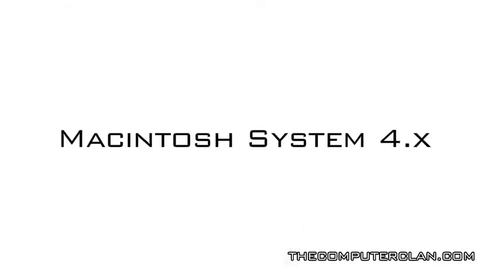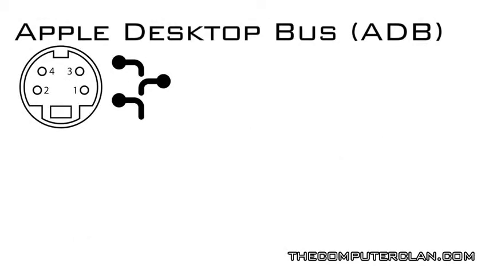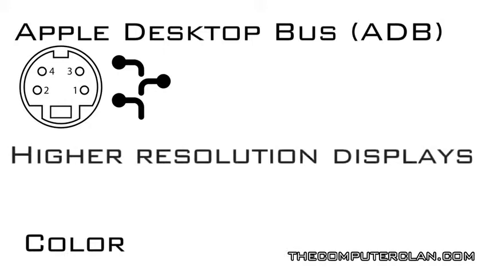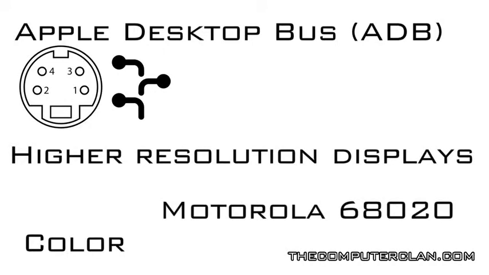Macintosh System 4 was more of a maintenance update than anything. It added support for the Apple Desktop Bus, color, higher resolution displays, and the Motorola 68020 processor.